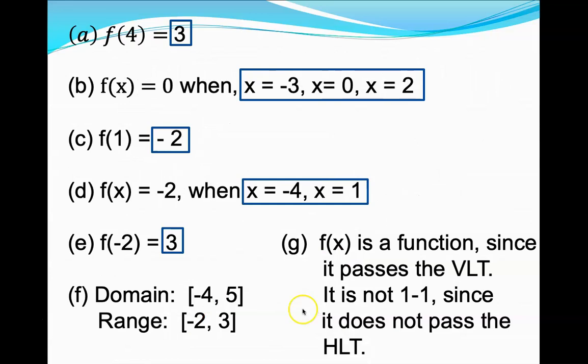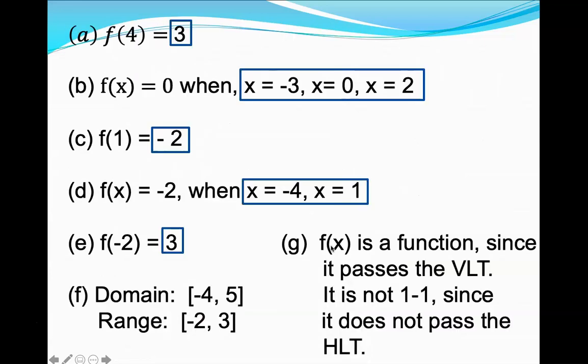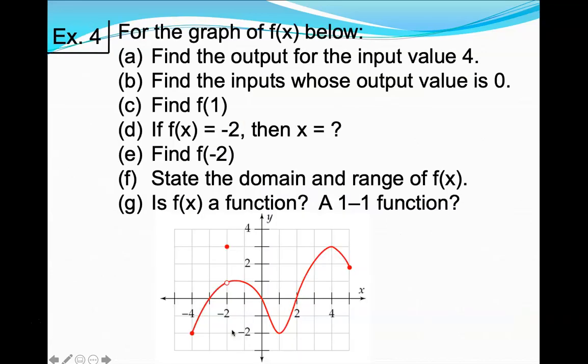So my domain is all coordinates between -4 and 5 included, because it does have solid dots on the endpoints. Now the range. Well, the lowest y value, there's nothing down here. The y values start at -2 and go up. And this hole is covered by a point right here. It basically contains all values from -2 all the way up to the highest y value of 3. So my range is from -2 to 3. And again, I use brackets because solid points.